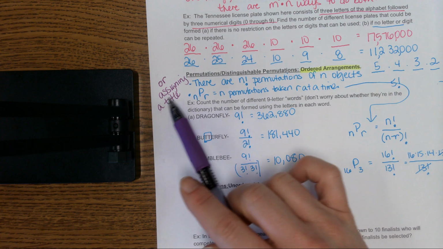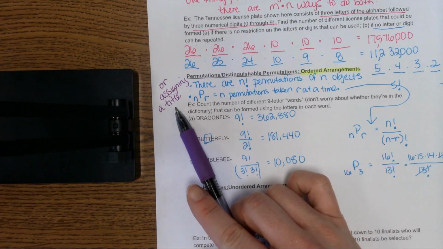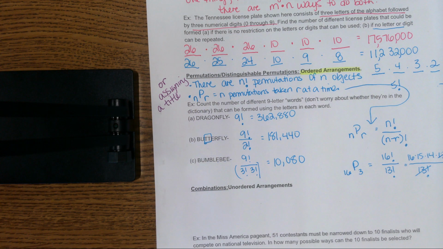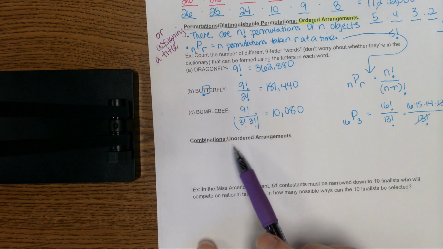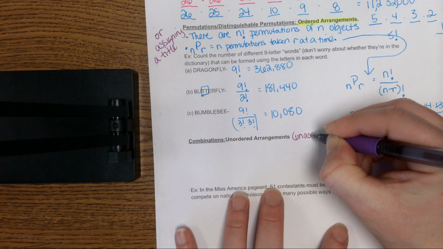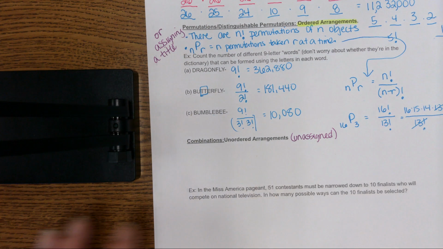What I mean by assigning a title is, let's say I'm going to assign a president, vice president, and secretary, and I chose 3 of you. I have to count it differently for all the different ways that you could be president, vice president, and secretary. Whereas if I just said, hey, I need 3 of you to go to the office and grab me some books, I just count it once. So the last scenario is called a combination, unordered arrangements, or if you want to think of it, unassigned. You're not assigned a title or a specific job.